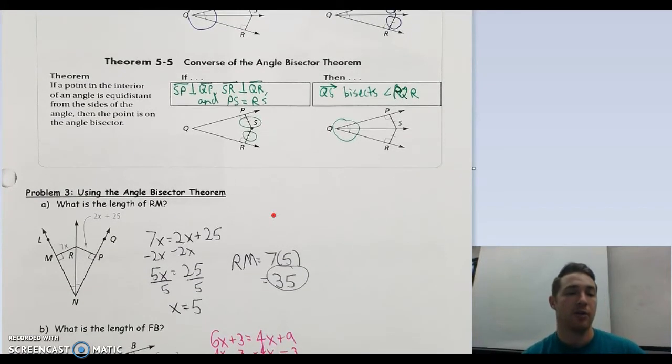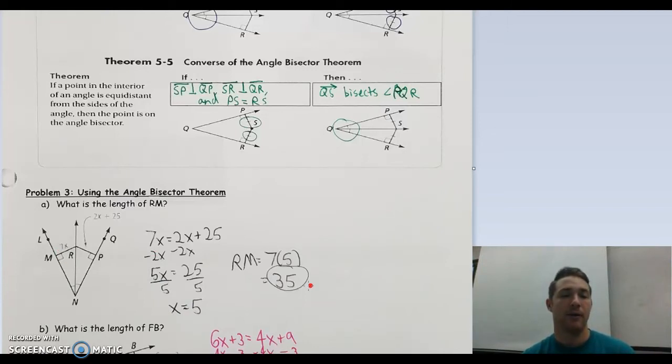So if I'm just trying to use that here, we have to find the length of RM. Basically all we have to set up is that since this is an angle bisector, I see that down here, angle MNQ is being cut in half. Since that is an angle bisector, that means from R to M should be the same distance as from R to P. So all I've got to do is make sure 7x and 2x plus 25 are equal, solve for x, and then since I'm looking for RM, I take my answer for x and plug it back in.